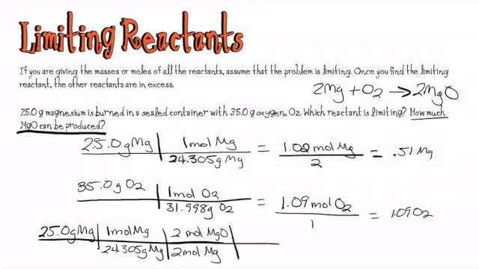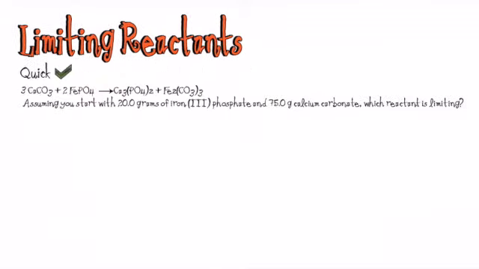Now that we have moles of magnesium oxide, we can use the molar mass to find how many grams. So the molar mass of magnesium oxide is 40.304 grams per mole. And we get 41.5 grams of magnesium oxide.